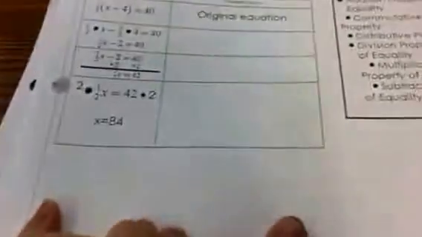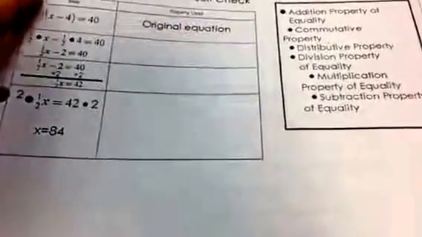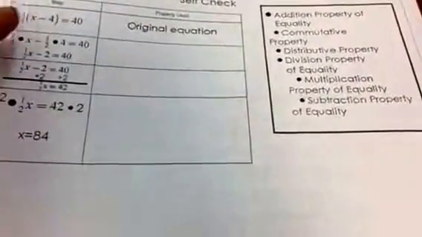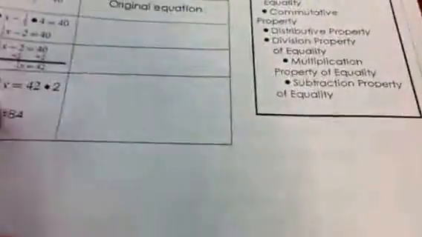So if you want to give it a shot, you can try the self-check. It's exactly the same process. You're looking to see what the different steps were from each part of the problem, and then just picking the property that matches what you see happening in the problem.